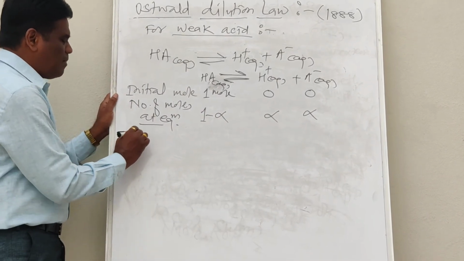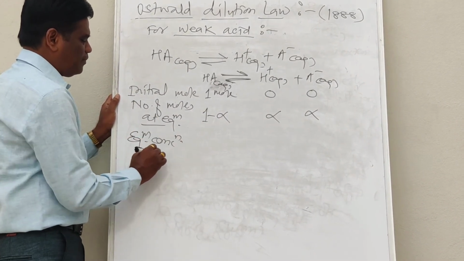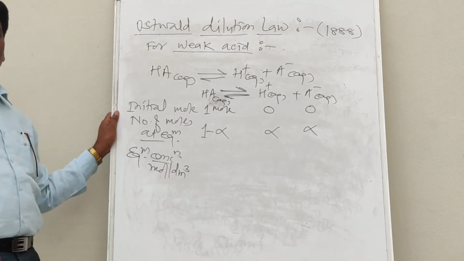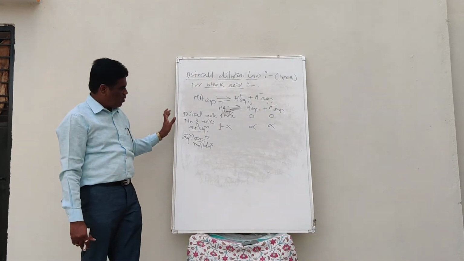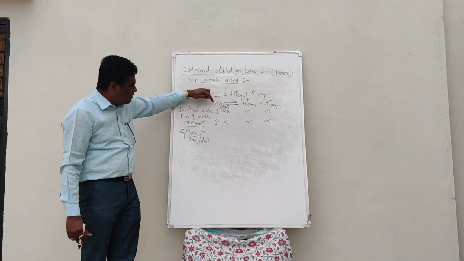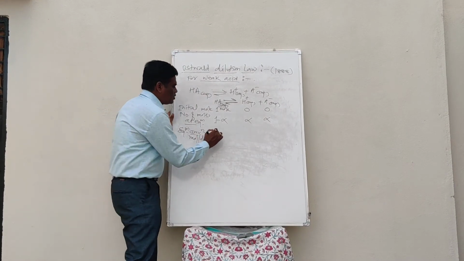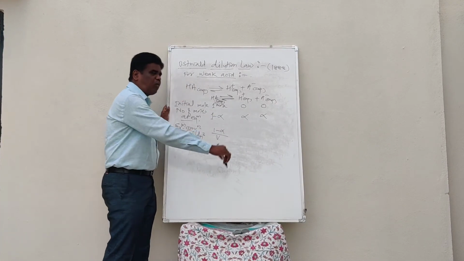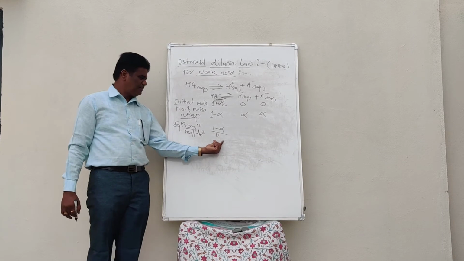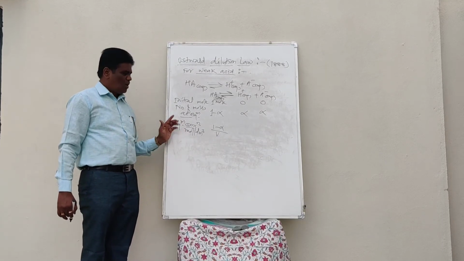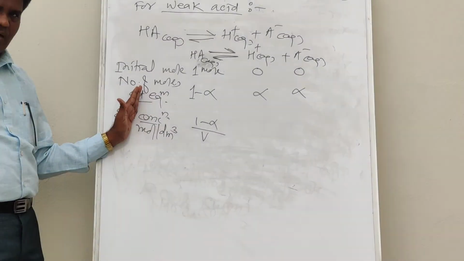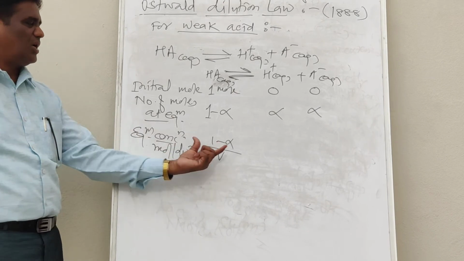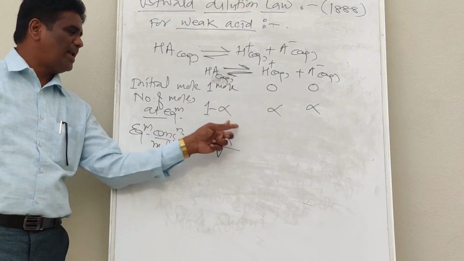So what is the equilibrium concentration in moles per dm cube? Generally, what is the concentration? Number of moles divided by volume. Now what is the number of moles at equilibrium for HA? These are 1 minus alpha. And how much volume do you have to consider? V. And therefore 1 minus alpha by V is called the equilibrium concentration. Only concentration is 1 by V, as 1 mole is dissolved in V dm cube of solution. But here you have to consider equilibrium concentration, and therefore the equilibrium concentration is 1 minus alpha by V.